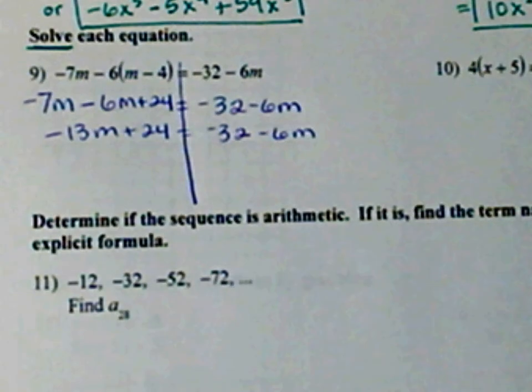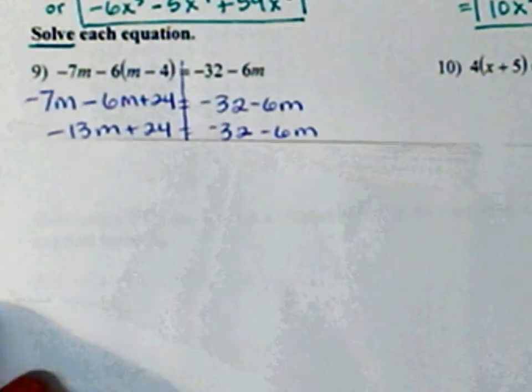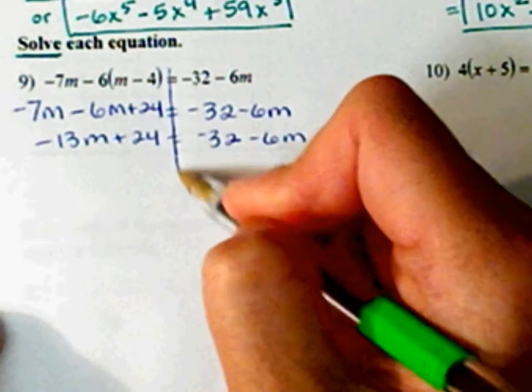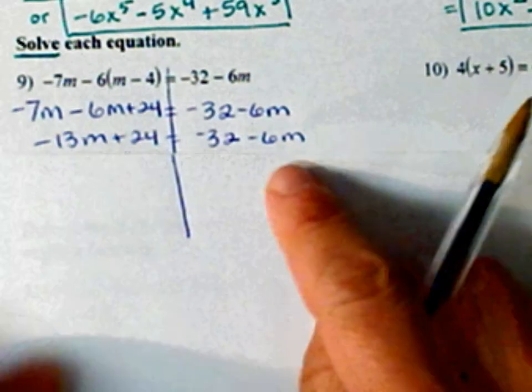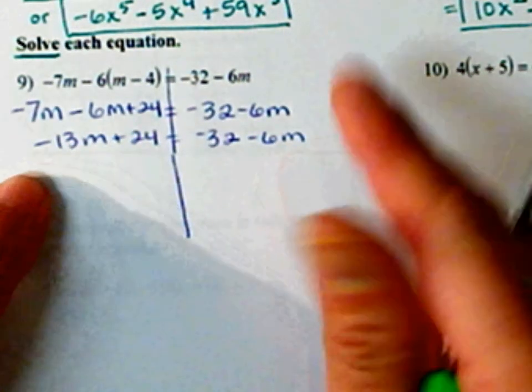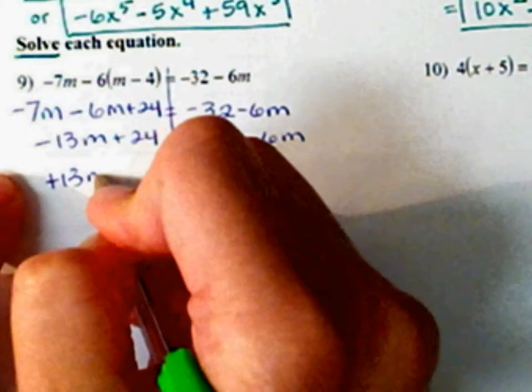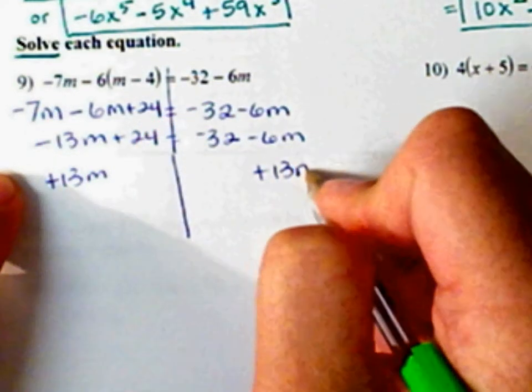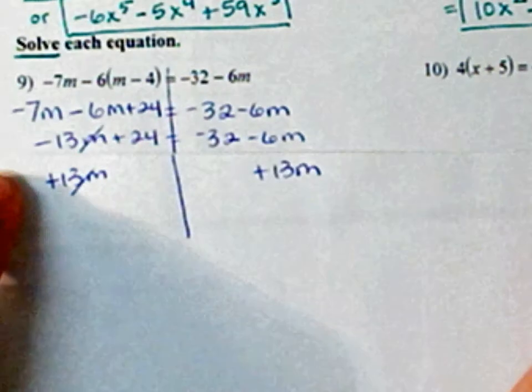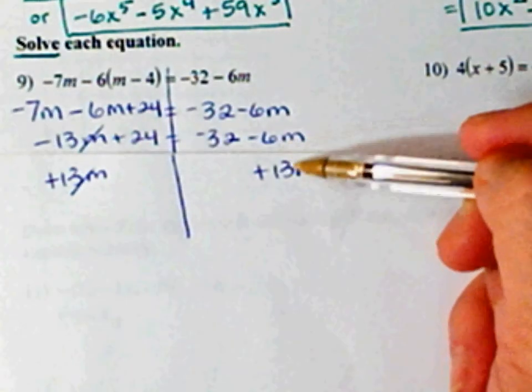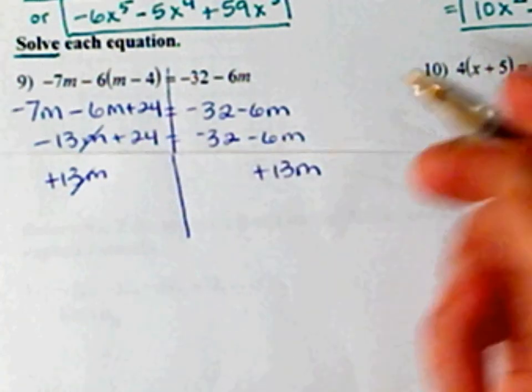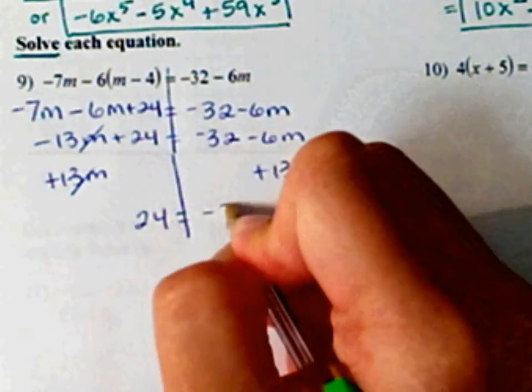Continue to combine your like terms. I'm going to continue down here. Alright, so here's my line. Notice how you have m on both sides. I'm going to add 13m. What you do to one, you do to the other. These cancel out. Now, if I added 6m, that would also work. Okay, so 24 is equal to negative 32.